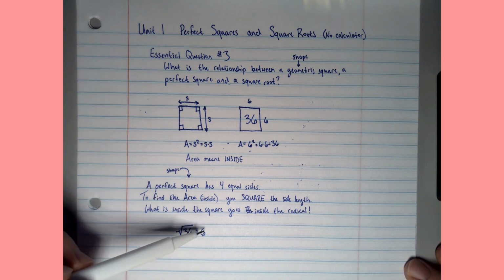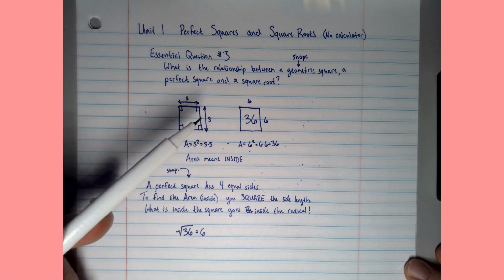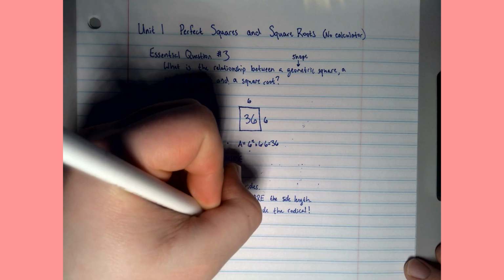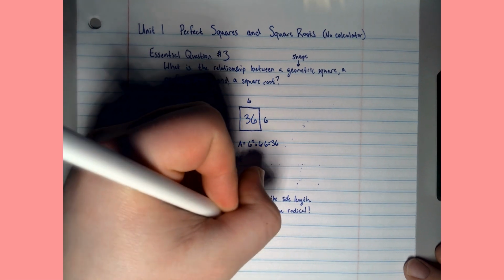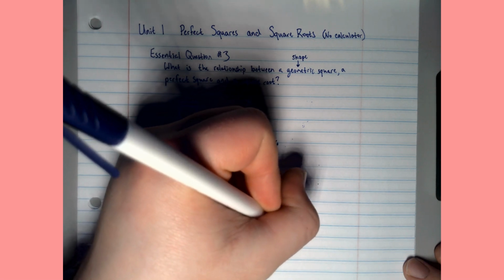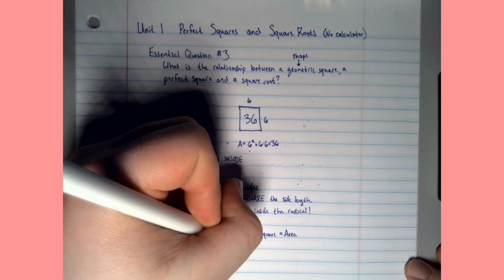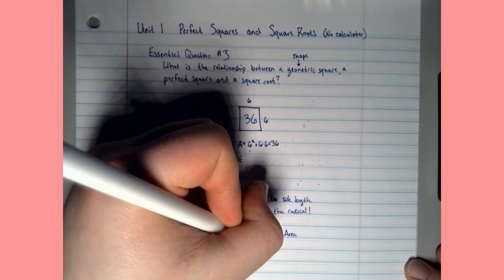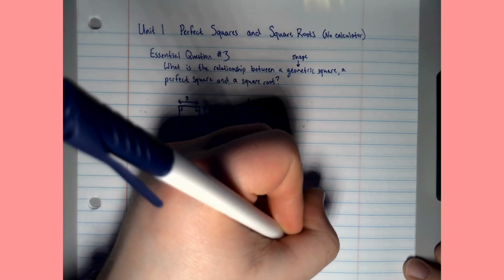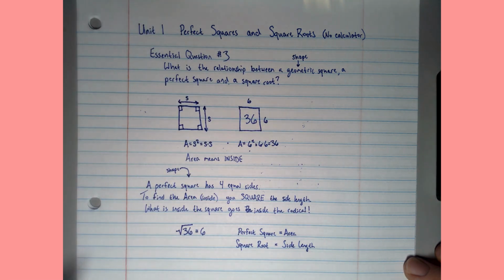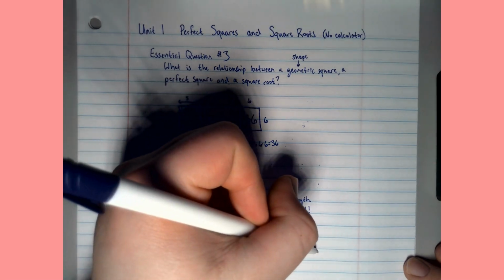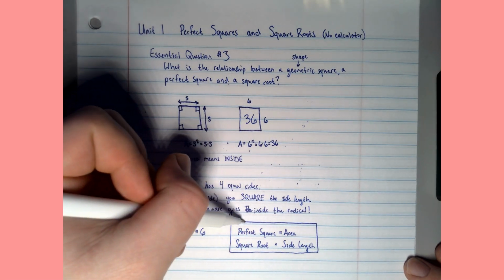So the square root is the side length. Perfect square is the area. And the square root is your side length. That is the connection between the geometric square and a perfect square and the square root.